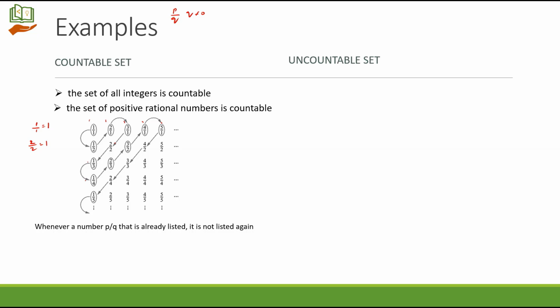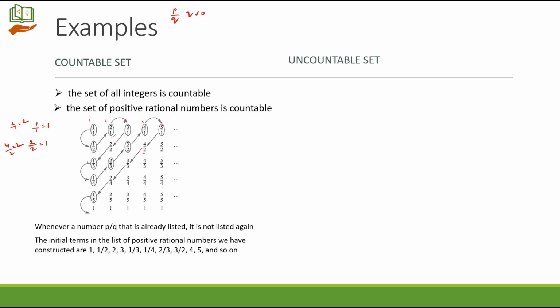Similarly, what is 2 by 1? It is equal to 2. What is 4 divided by 2? That is also equal to 2. Since we have circled 2 by 1, which gives a value of 2, we have not circled 4 by 2.